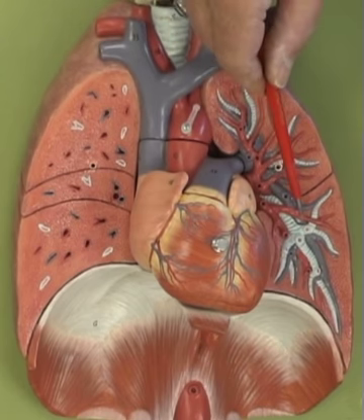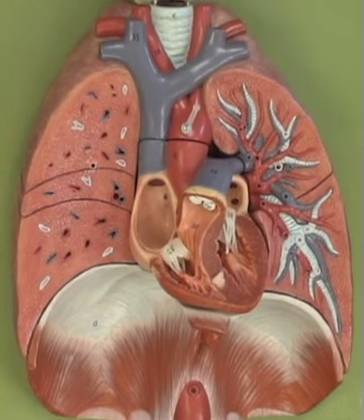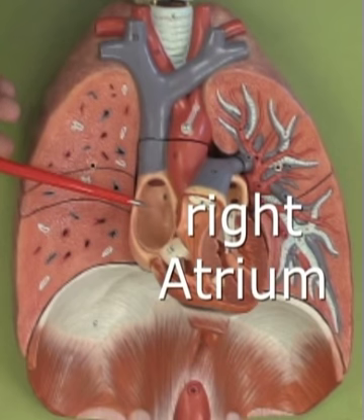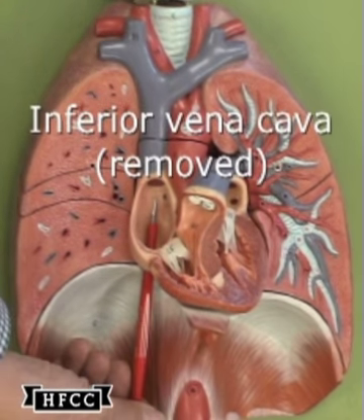Here, opening up the heart, the right atrium receives blood from the superior and inferior vena cava. Missing here would be the inferior vena cava that the pointer is passing through, if the inferior vena cava was present.